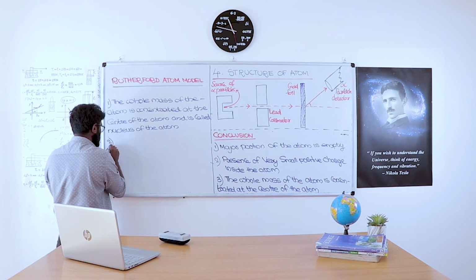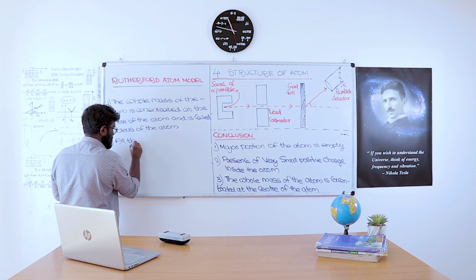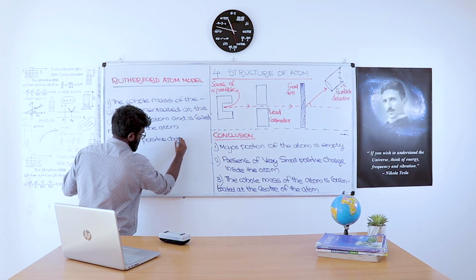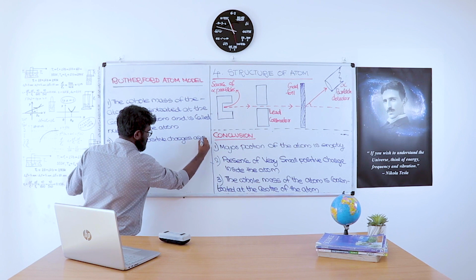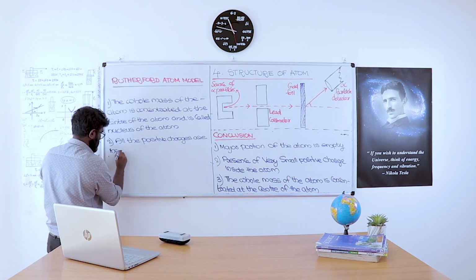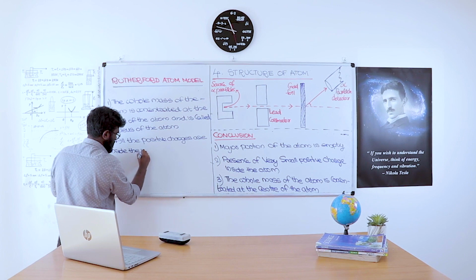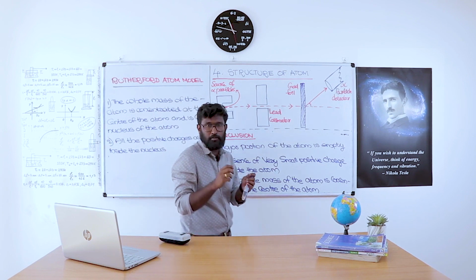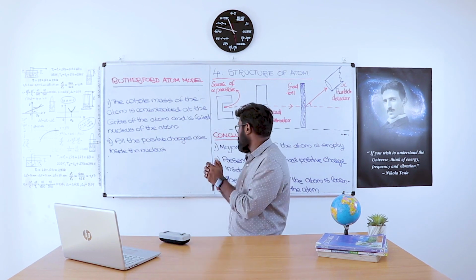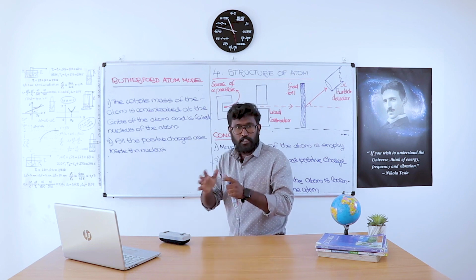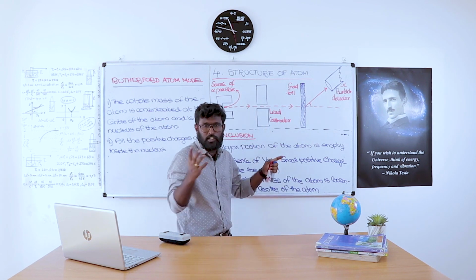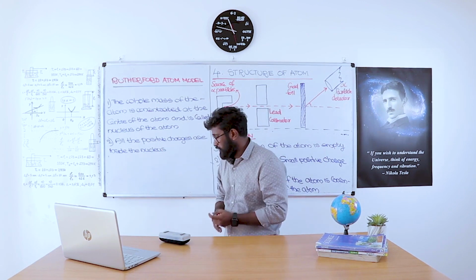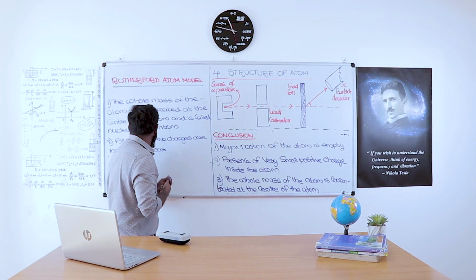The second point: all the positive charges are inside the nucleus. So he gives the second point such that all the positive charges are inside the nucleus. The first point is that the whole mass of the atom is concentrated at the center of the atom and is called the nucleus of the atom. And the second point, all the positive charges are inside the nucleus. And what about the third point?